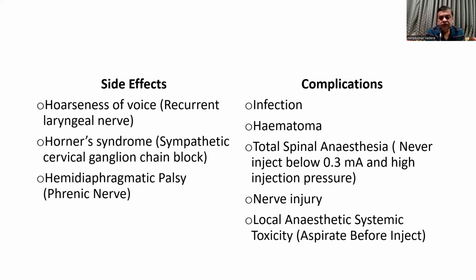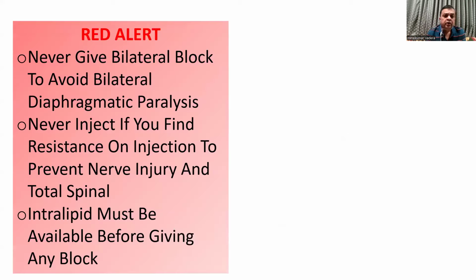Local anesthetic systemic toxicity: you have to aspirate before you inject. This is a vascular area, so always be careful. Always inject in small aliquots. Keep talking to the patient. Even after giving the block, never leave the patient alone, because LAST can happen even after 1 hour. So be careful about it. Some rare alerts: never give a bilateral block, as we discussed, to avoid bilateral diaphragmatic paralysis, which can lead to patient respiratory distress and sometimes require ventilation also.